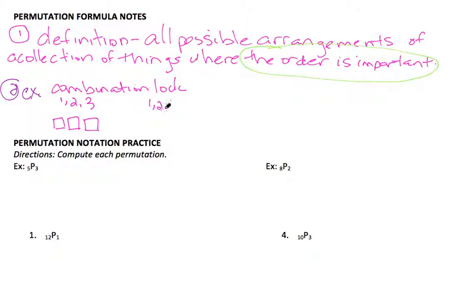So the combination lock could be 1, 2, 3. It could be 1, 3, 2. It could be 2, 3, 1, 2, 1, 3, 3, 1, 2, or 3, 2, 1. Okay. The reason we're saying that the order is important is because the combination lock of 1, 3, 2 is different than the combination lock of 2, 3, 1. And when we're talking about things later, you're going to see that the order isn't going to be important. But for right now, the order is very important because the lock won't open if the order is different.